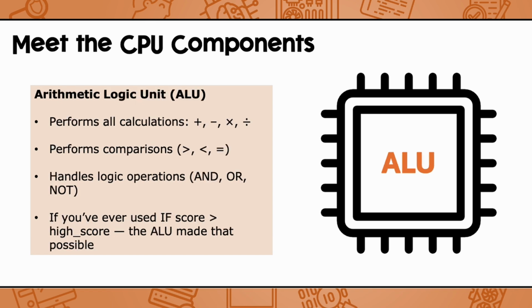Next up we have the arithmetic logic unit, the ALU. It's responsible for performing all mathematical and logical calculations: addition, subtraction, comparisons like greater than or equal to, and logical operations such as AND, OR and NOT. The ALU handles it all. Whether your computer makes a decision or performs a calculation, the ALU is at work.